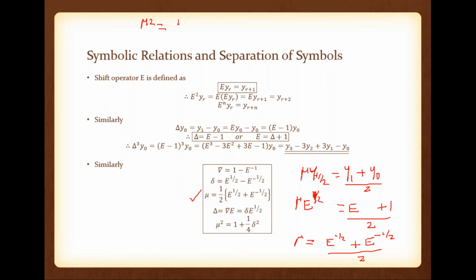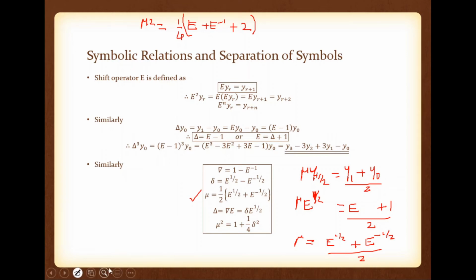Its square is, the square of 1 by 2 is 1 by 4, right? Into, now what is the square of e^(1/2)? That is e. The square of e^(-1/2) is e^(-1). Plus 2 into e^(1/2) into e^(-1/2). What is that? Simply 2. So 1 by 4 into e plus e^(-1) plus 2. So mu square is equal to 1 by 4 into e plus e^(-1) plus 2.